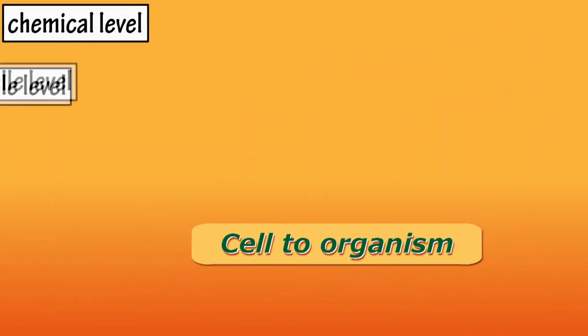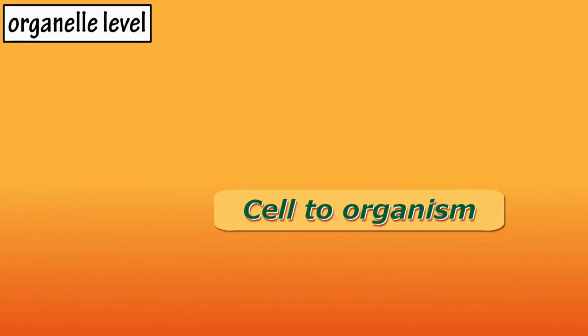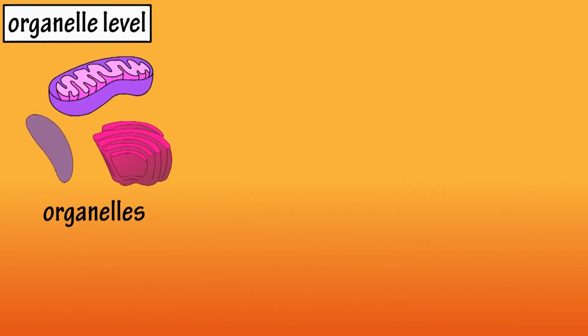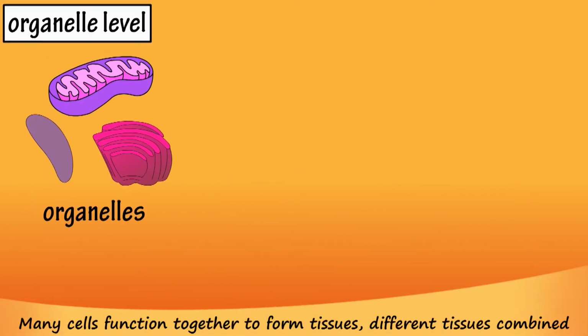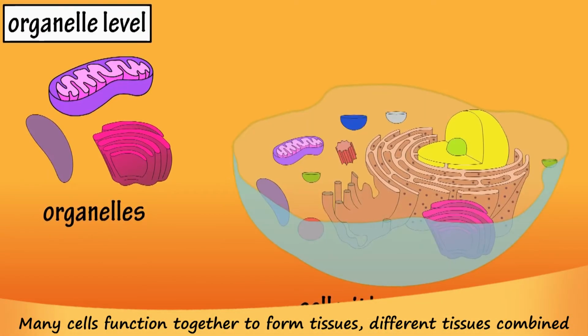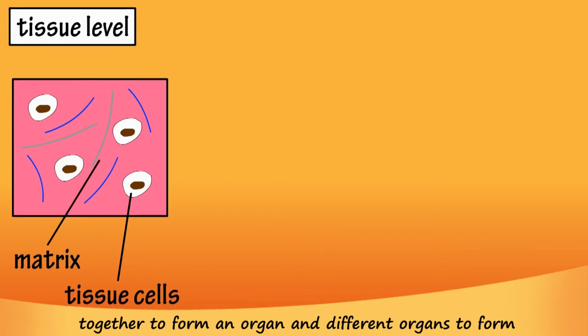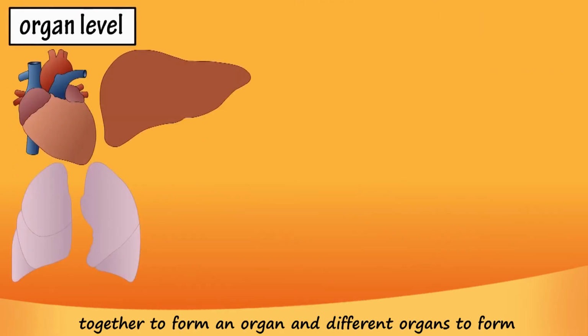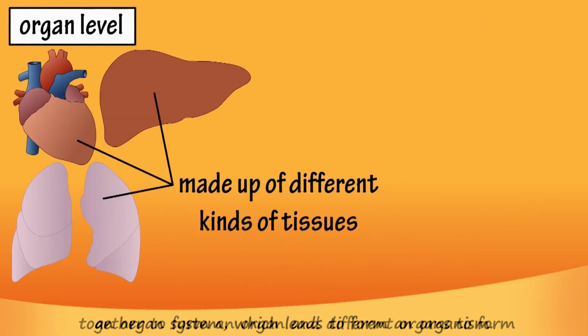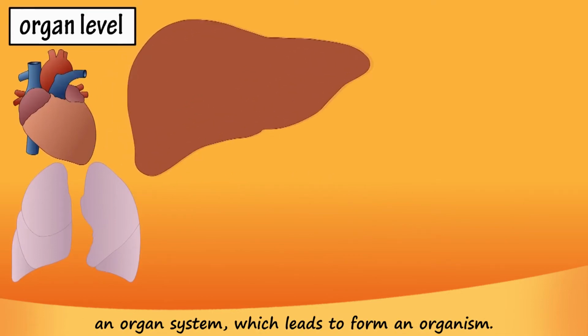Cell to organism. Many cells function together to form tissues. Different tissues combine together to form an organ, and different organs to form an organ system, which leads to form an organism.